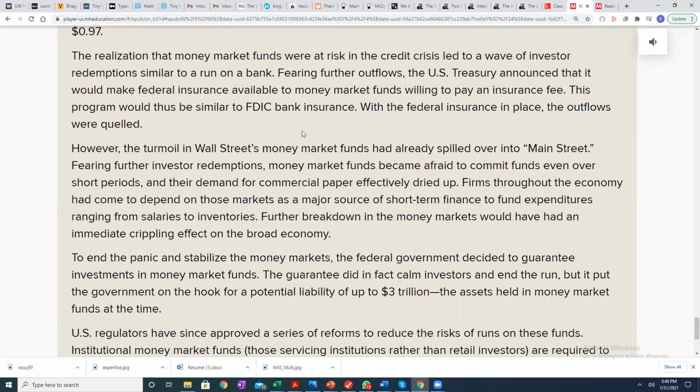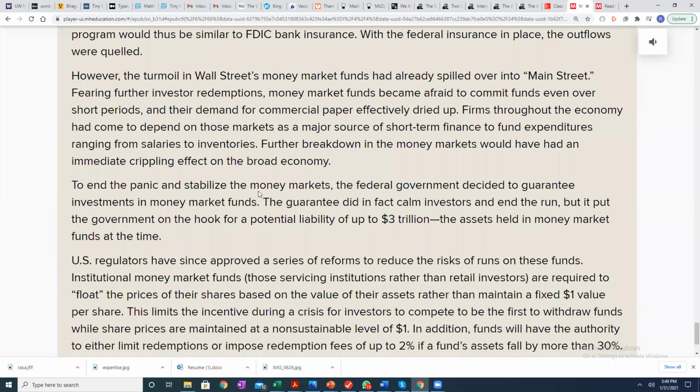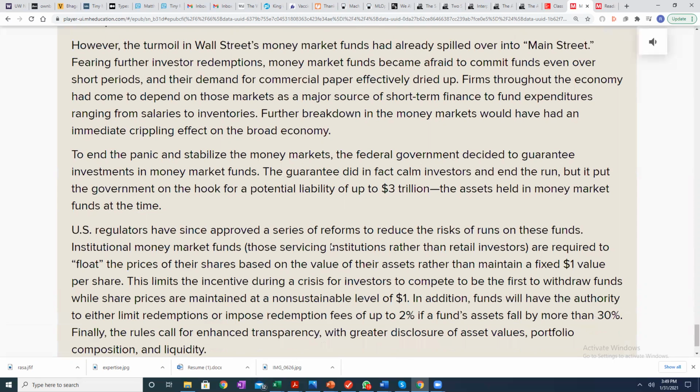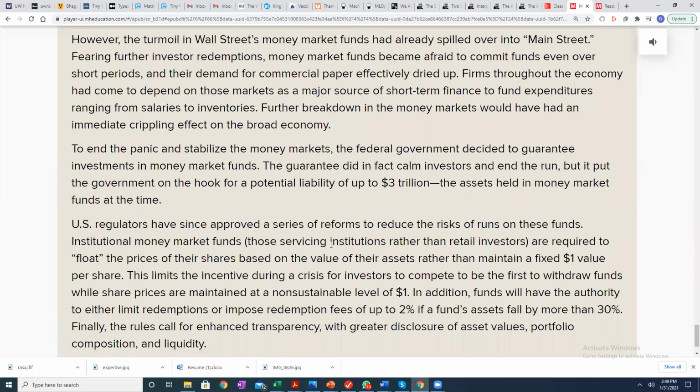The US Treasury announced it would make federal insurance available to money market funds willing to pay an insurance fee. This would be similar to FDIC bank insurance. However, the turmoil on Wall Street spilled onto Main Street. Companies had become reliant on money markets as a major source of short-term finance, ranging from salaries to inventories. To stop the panic and stabilize the market, the federal government decided to guarantee investments in money market funds, with a potential liability of up to $3 trillion.